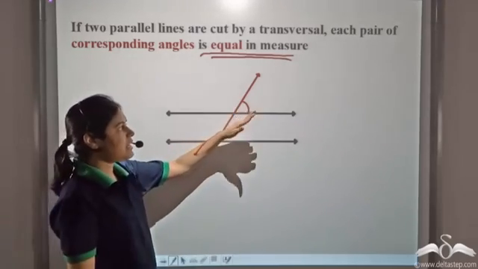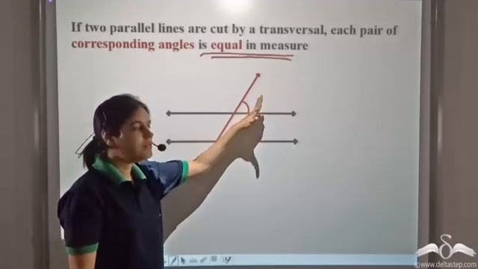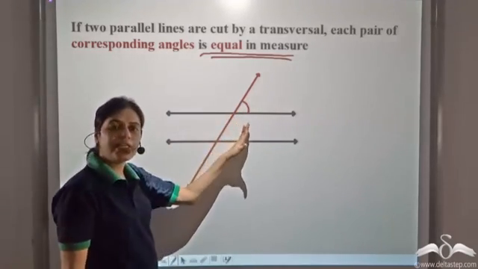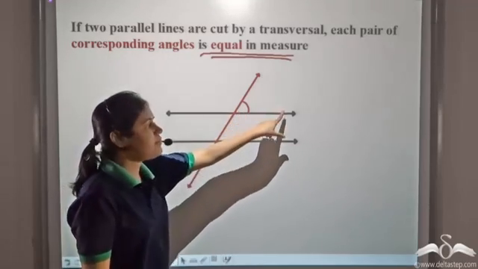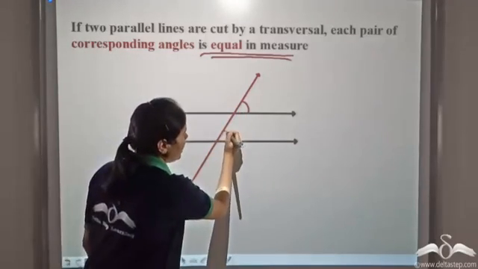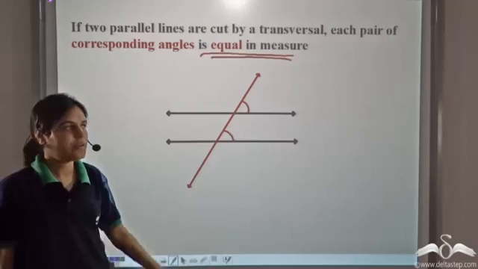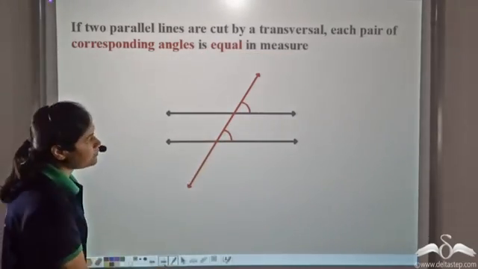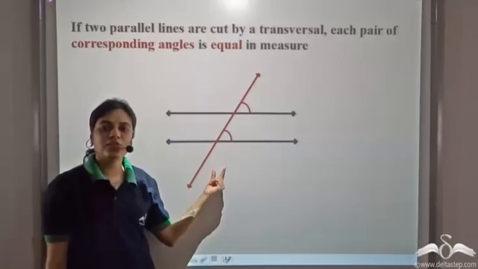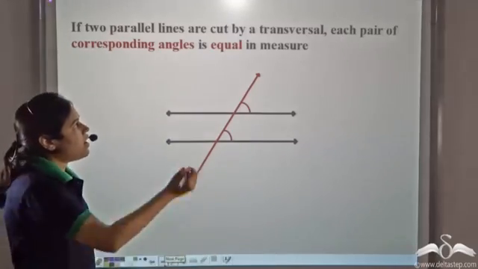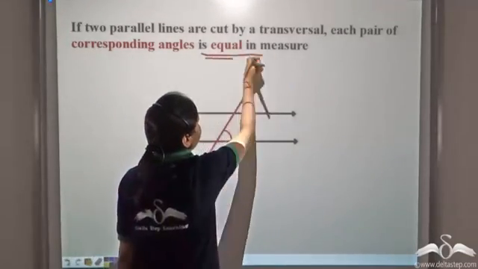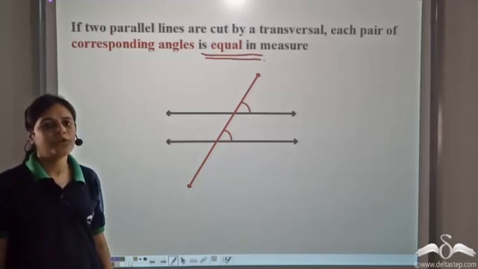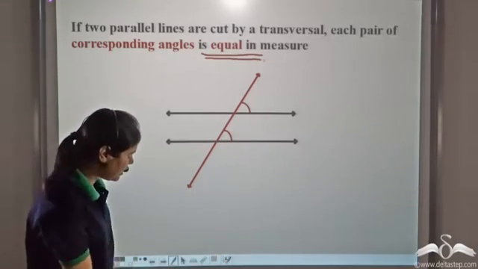Well, I have taken an angle to the right of the transversal, so I need to take an angle to the right. This angle is above this line, so I need to take an angle which is above this line. So these two are corresponding angles. So these are the corresponding angles formed. Now, these are equal in measure. Don't believe me? Well, let's check.